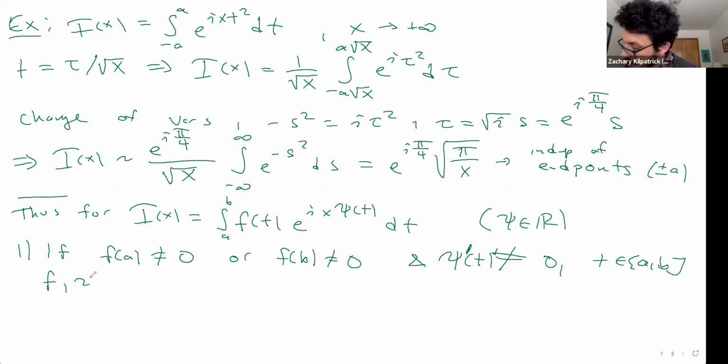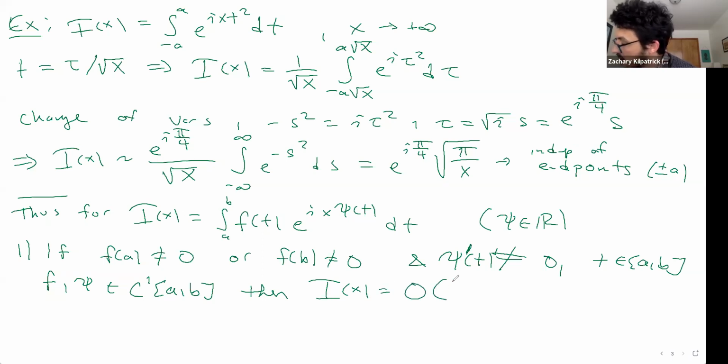F and psi are both C1. Then I of x is going to be big O of 1 over x as x goes to positive infinity. Now this was not the case with our previous integral, which is why we didn't get something that was big O 1 over x. We got something that was big O 1 over square root of x.